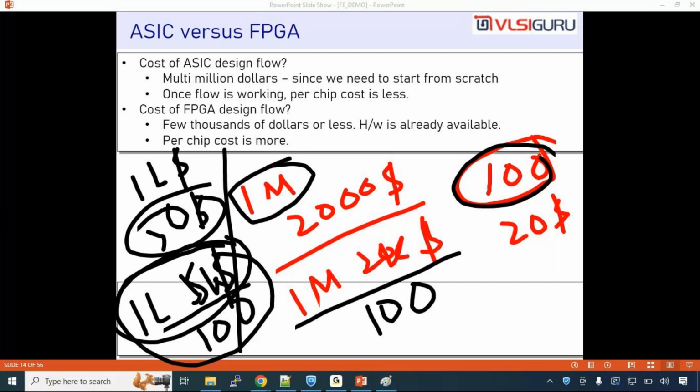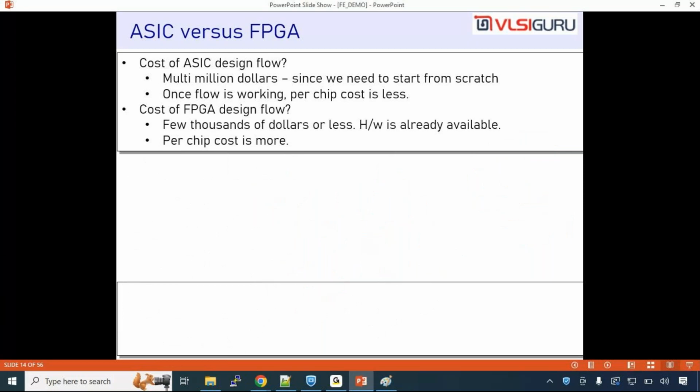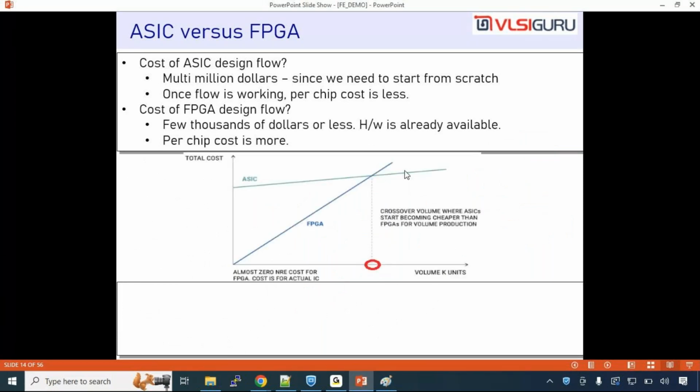But as you manufacture more and more chips, you will reach a point where ASIC will become cheaper. There will come a point where ASIC chips will become cheaper and FPGA will become costly. Why will FPGA become costly? Because each chip requires $50 in FPGA, whereas in ASIC, you need only $20 or even less. Because of that, up to one point FPGA is better, because the FPGA initial cost is less. After one point, ASIC will be cheaper.